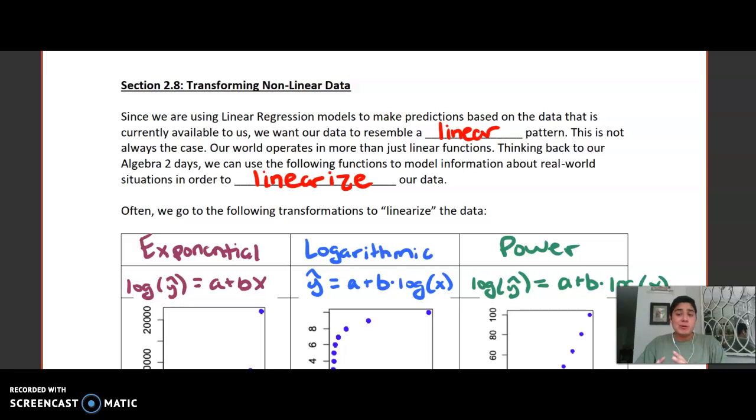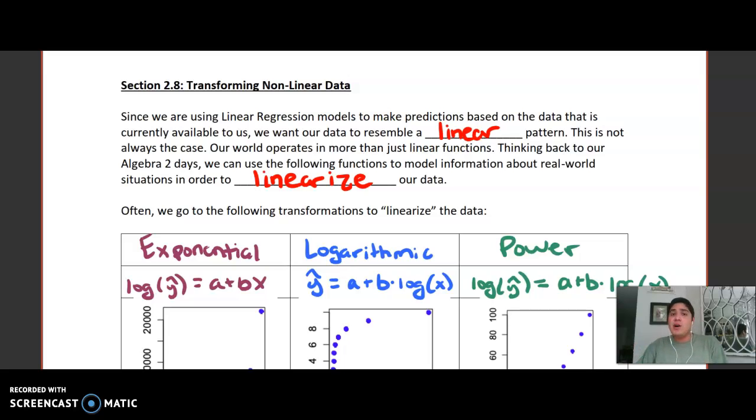Right, so welcome to our bonus lesson of Unit 2 for AP Stats. This is not always tested on the AP exam, so it's for our general knowledge. It may or may not show up, but either way, who's going to deny wanting to learn more? So let's talk about transforming nonlinear data.